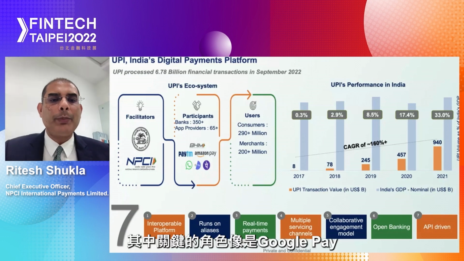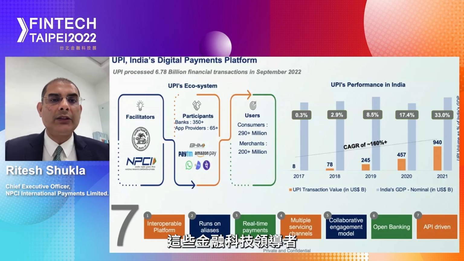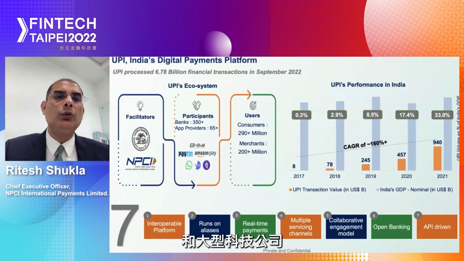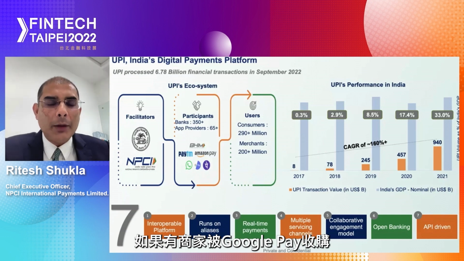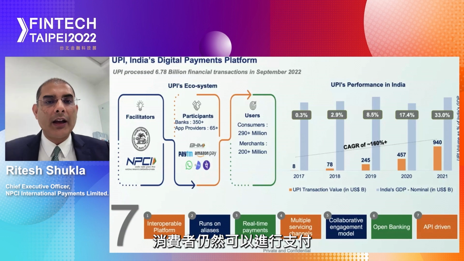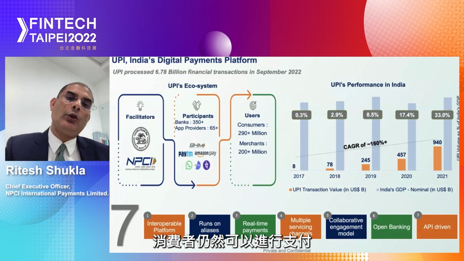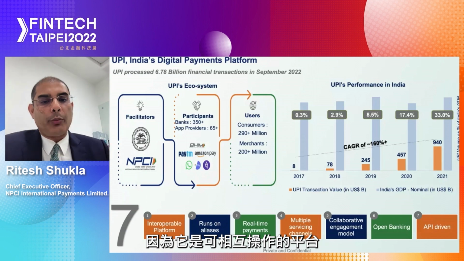And so the key players in this are, for example, Google Pay, PhonePe, which is a Walmart-owned entity, Paytm, Amazon Pay. So these are some of the leading fintechs or big techs who are enabling digital payments in India. And let's say if a merchant is acquired by Google Pay, but the consumer is using the Amazon Pay app, the consumer from the Amazon Pay app can still go and make payments at a Google Pay acquired merchant. So it's a completely interoperable platform.